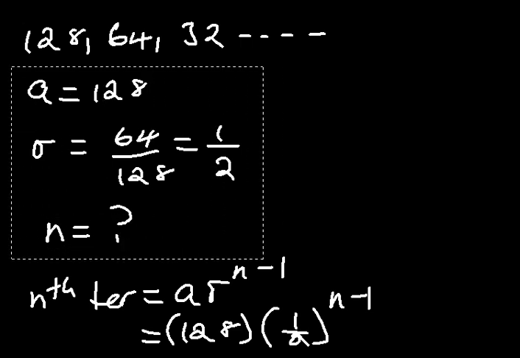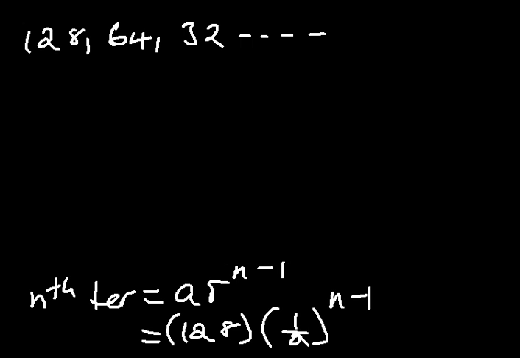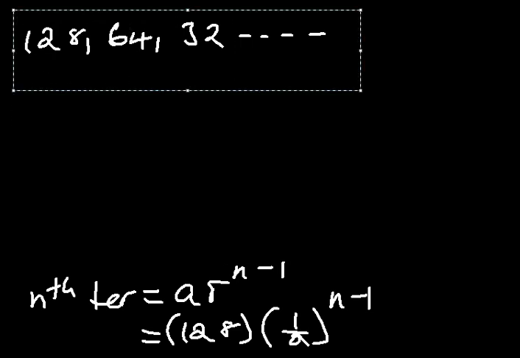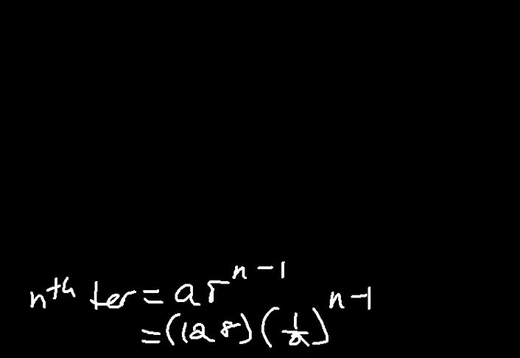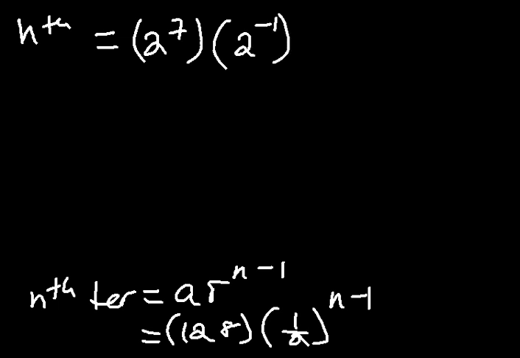And of course, we can simplify further using the laws of indices. In this case, we have the nth term given as follows. We can express 128 to have the base 2, which is 2 to the power 7. And in the same way, 1 over 2 is the same as 2 to the power negative 1, all to the power n minus 1. You can have that understood.